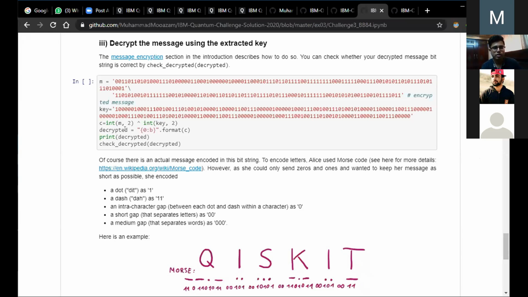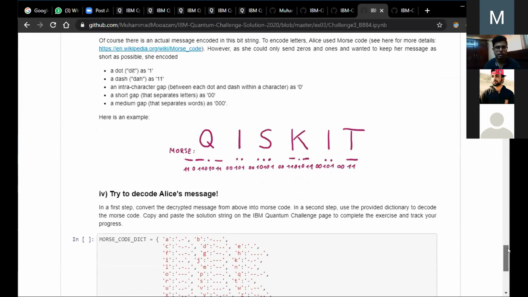We find the decrypted message here. All the below 3 lines were pre-written by IBM, so we don't want to change anything in here. Now we find the decrypted key. Now we check decrypted, which are pre-written functions by IBM. So we check the decrypted key and it's good. Then we proceed to the next part.